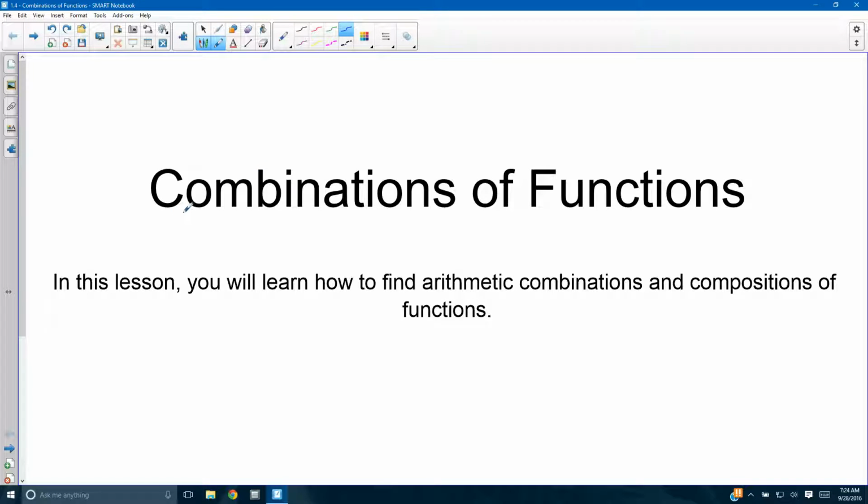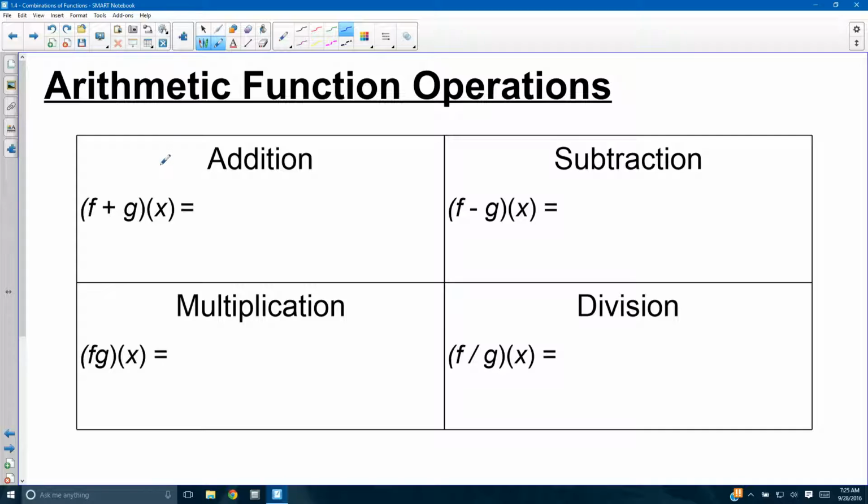Hello and welcome. You will learn about the combinations of functions. In this lesson, you will learn how to find arithmetic combinations and compositions of functions. Relatively brief in comparison to some of my other videos, probably not as much material, we'll see.